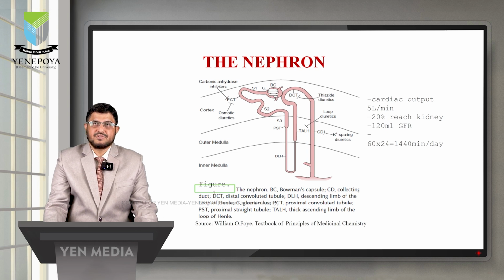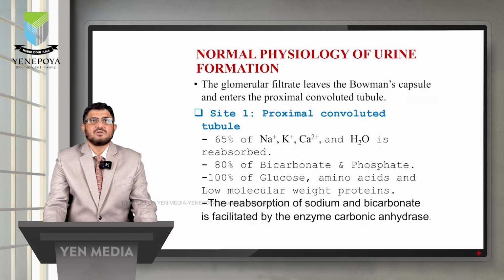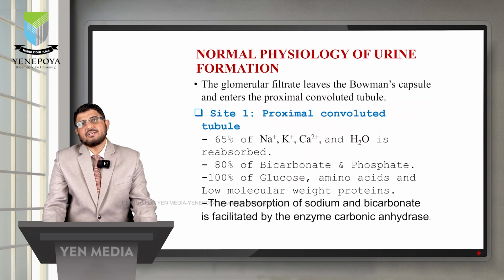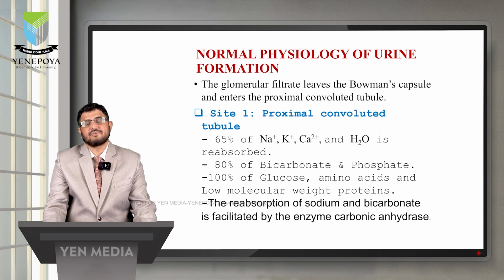So we can go ahead with the new things to learn here by knowing the different functions of these sites. Site 1 is the proximal convoluted tubule. The glomerular filtrate leaves the Bowman's capsule and enters the proximal convoluted tubule. In this site, 65% of sodium, potassium, calcium and water is reabsorbed, 80% of bicarbonate and phosphate is reabsorbed, and 100% of glucose, amino acids and low molecular weight proteins are reabsorbed. Reabsorption of sodium and bicarbonate is facilitated by the enzyme carbonic anhydrase.